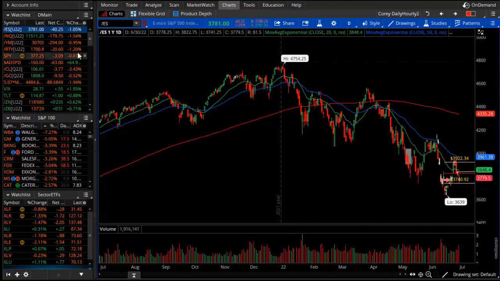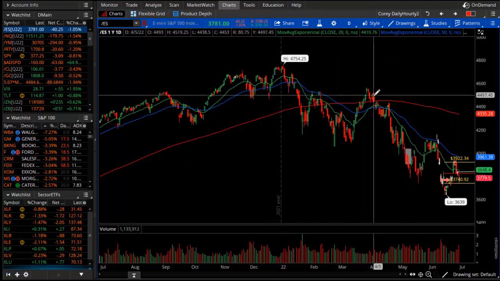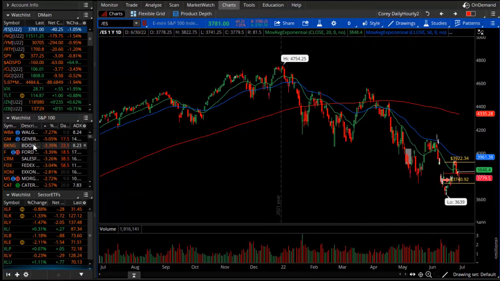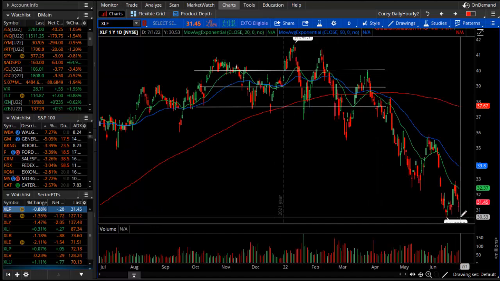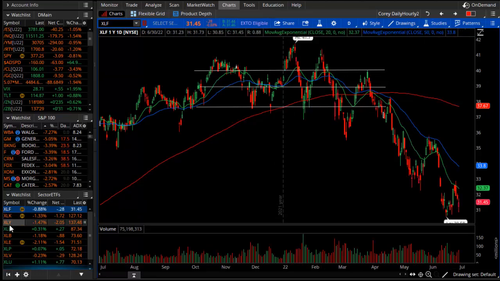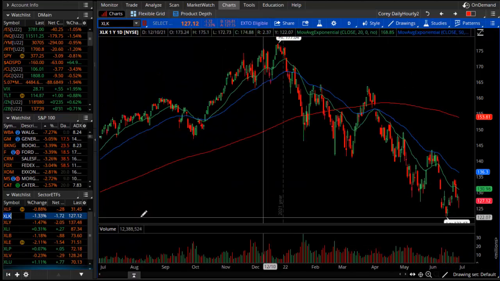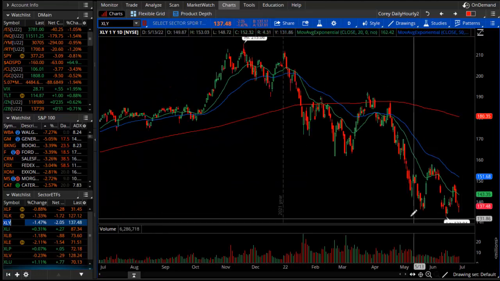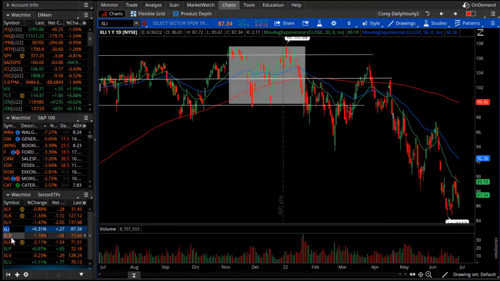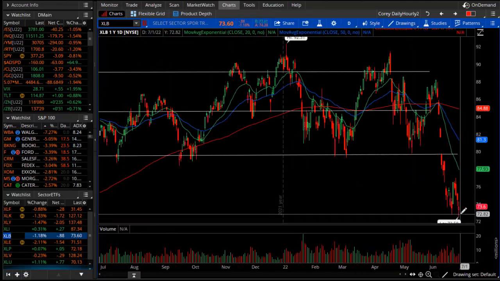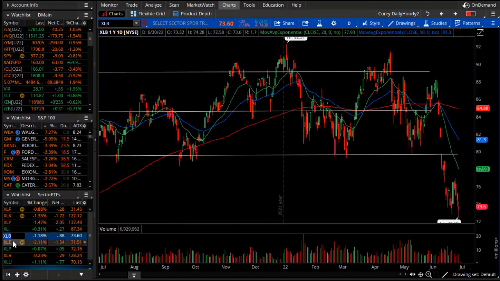And that's just as the bear market, the sell side, the downtrend continues in equity prices, in sectors such as financials, which is off similar or near those lows. Of course, looking at technology, that's XLK. Y is going to be consumer discretionary, or think retail. I is going to be industrials. B will be the materials sector, which is at a new 52-week low.